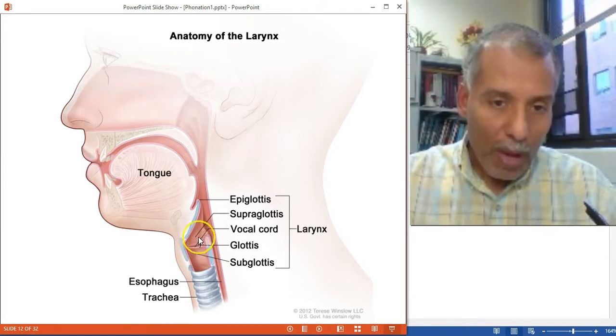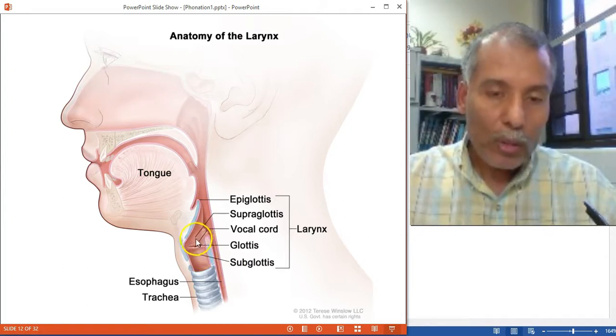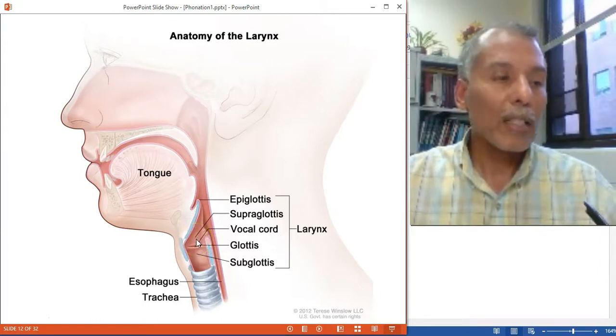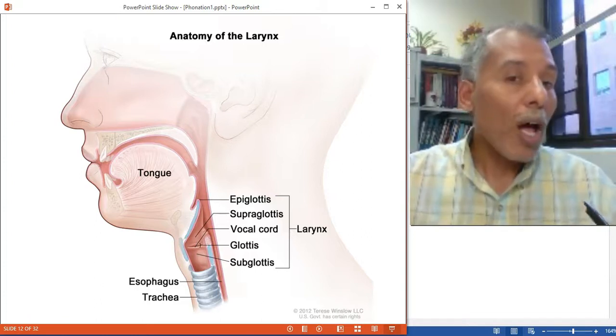The little area above the vocal folds or the glottis is called the supraglottic space, or the supraglottis, or the supraglottal space.